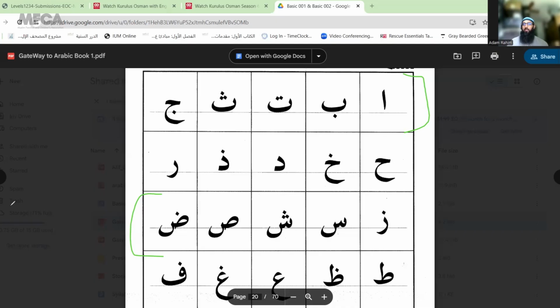From the letters that we have here that are going to be that rounded sound, some letters that we've taken are letter kha, letter ra, letter sad, and letter dad, right? Everything else that we've taken thus far is going to be flat.